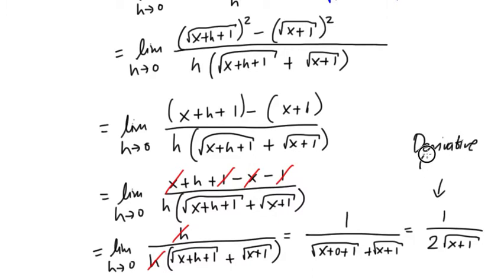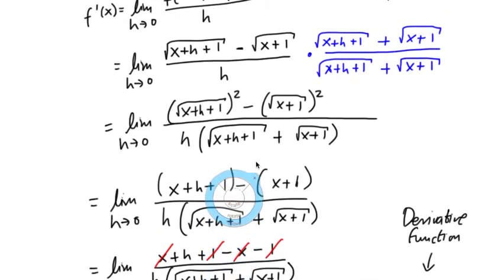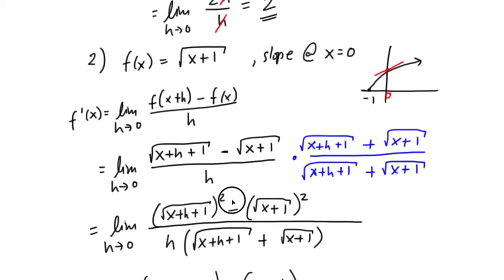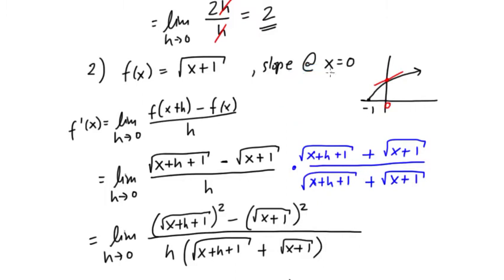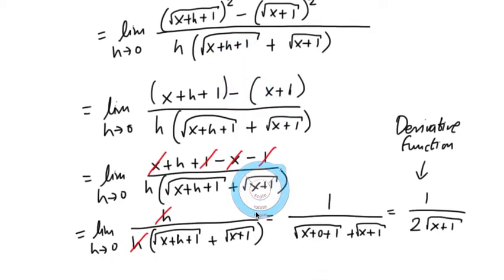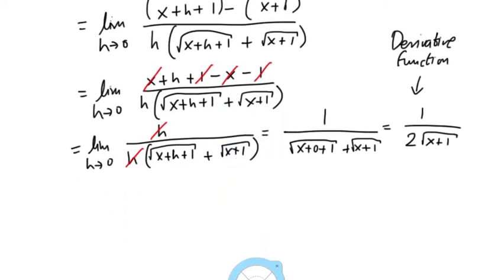So this is our derivative function. But remember, we were interested in finding the derivative at a specific point. And what was that point again? That point was 0. We were interested in finding it at 0. So all we have to do now is go back down to the function and just plug in 0 for x.